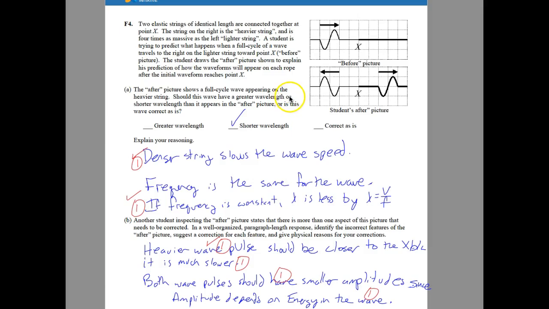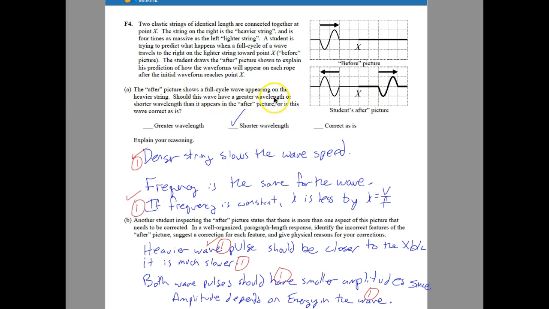This is number 4. We've got two elastic strings of identical length. They're connected together at point X. But notice that they are different in that this one is thin and this one is thick. So this is where we have the reflection or the transmission of a wave from a thin to a thick rope. When we do this, they say this after picture shows a full cycle wave appearing on this side.